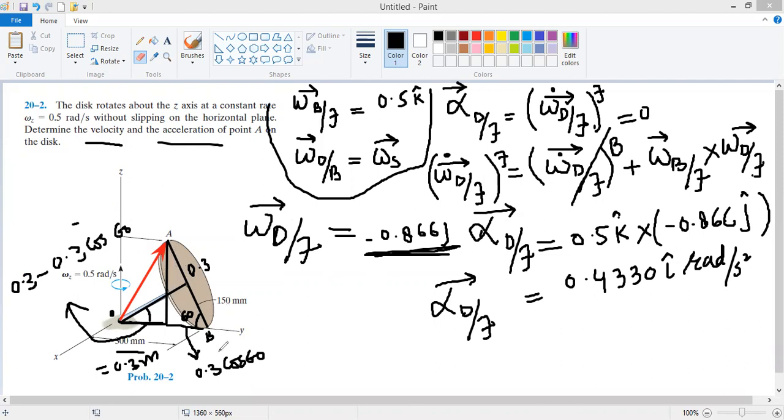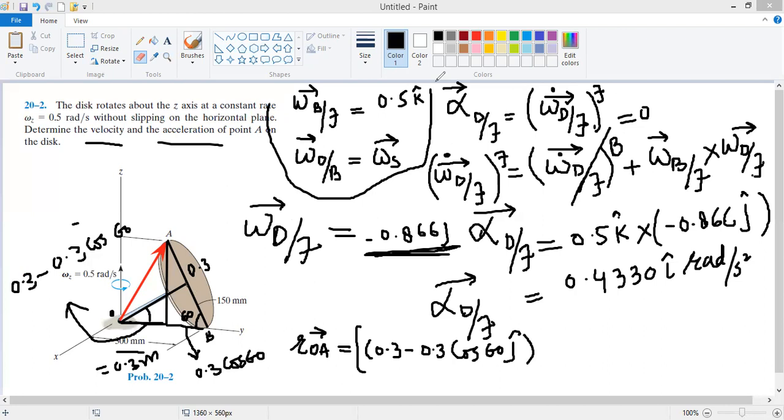So we can write, as far as the radius vector from O to A is concerned, ROA vector is equal to 0.3 minus 0.3 cos 60, cos of 60 j cap.